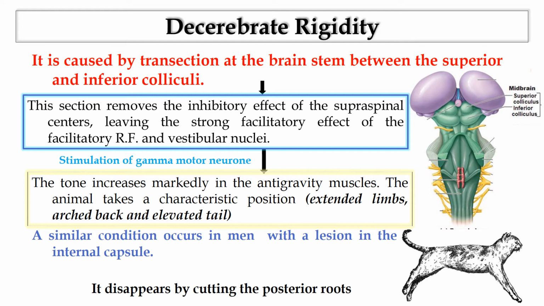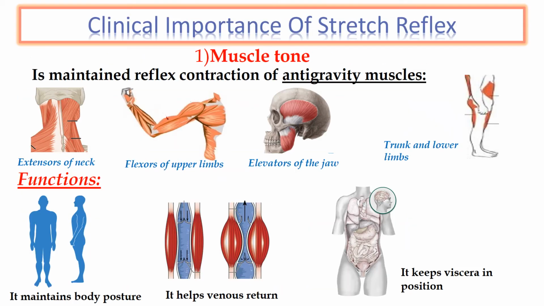A lesion in the internal capsule in humans will have the same effect, because it will abolish or remove the effect of the inhibitory centers, so the stimulatory centers will be the only effective ones. This will increase the stimulatory impulses to the gamma motor neurons, and then will increase the muscle tone, and this will disappear by cutting the posterior root and cutting the reflex arc of the stretch reflex.